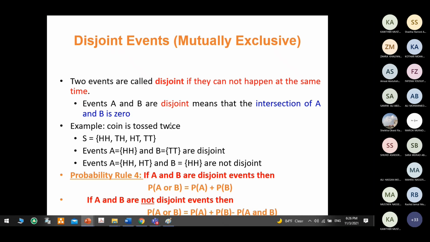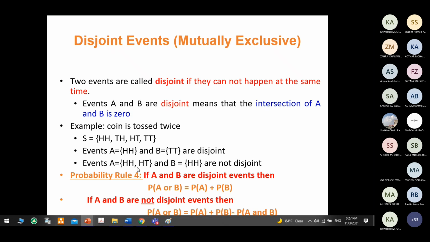Example, a coin is tossed twice. So twice: head, tail, head, tail. Now, the sample space is head-head, tail-head, head-tail, tail-tail. Now, if I define event A to be head-head, and B to be tail-tail, we call A and B here disjoint or mutually exclusive. Why? Because they never intersect. Head-head is different from tail-tail.